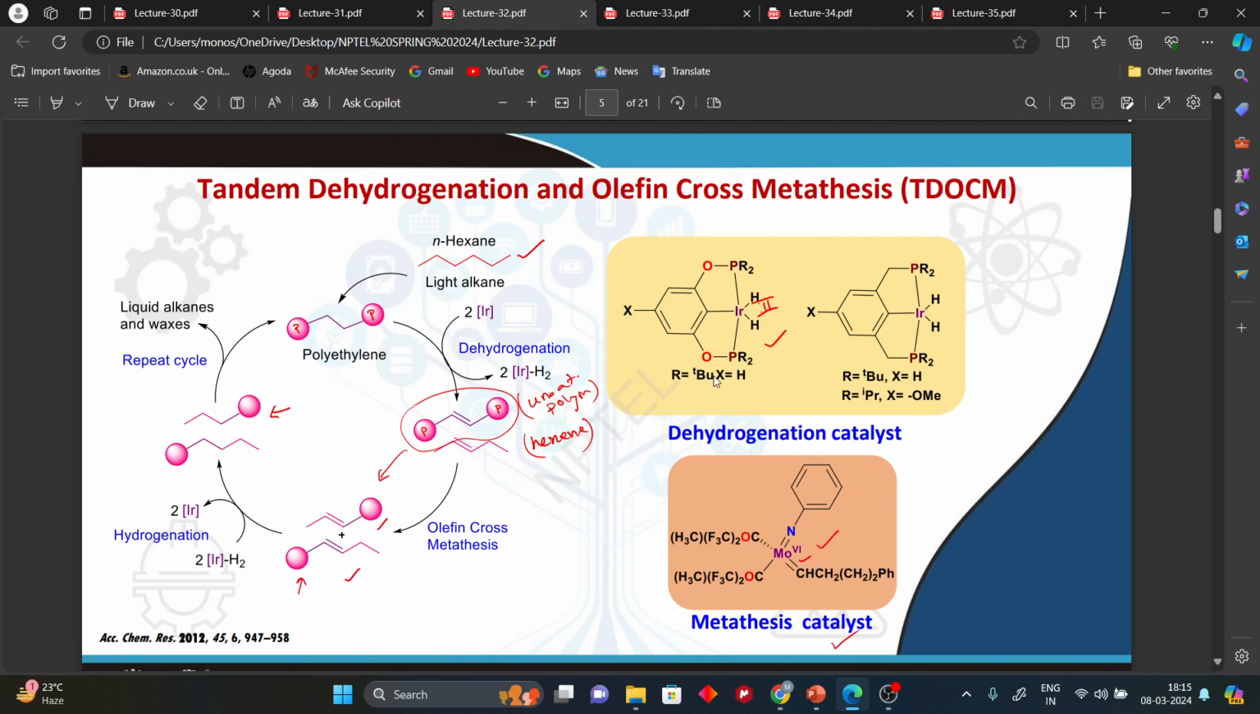And there are many reported ligands like this. This particular position can be varied with a butyl group or hydrogen. They are generally hydrogen, and with the phosphorus the ligand that is attached is tertiary butyl. For this case, same thing. Sometimes isopropyl and here a methoxy group are also used. So these are some variants of this particular ligand.